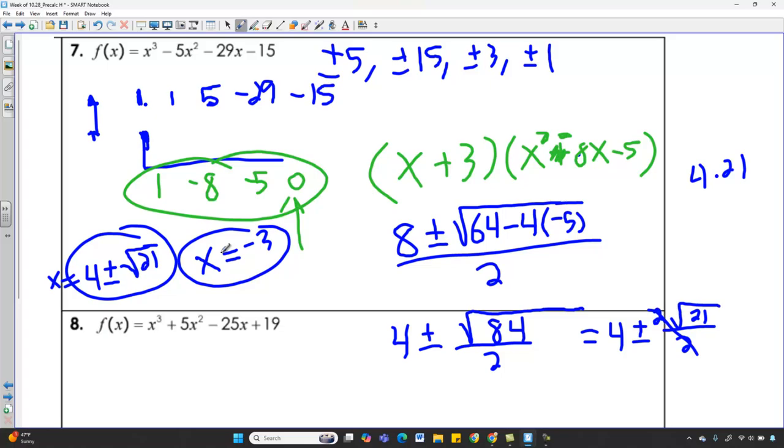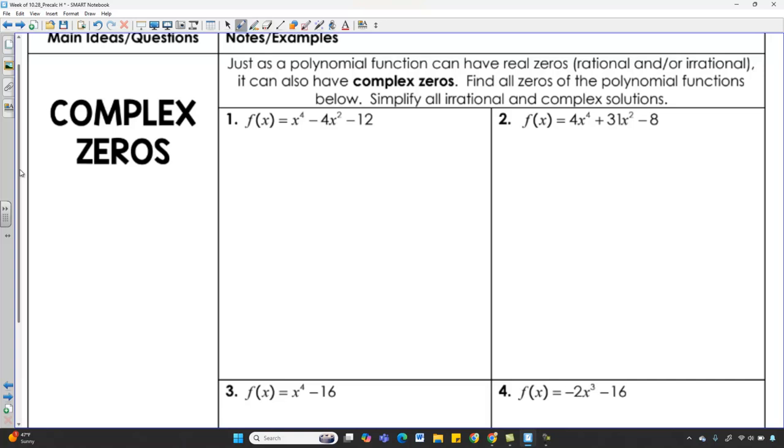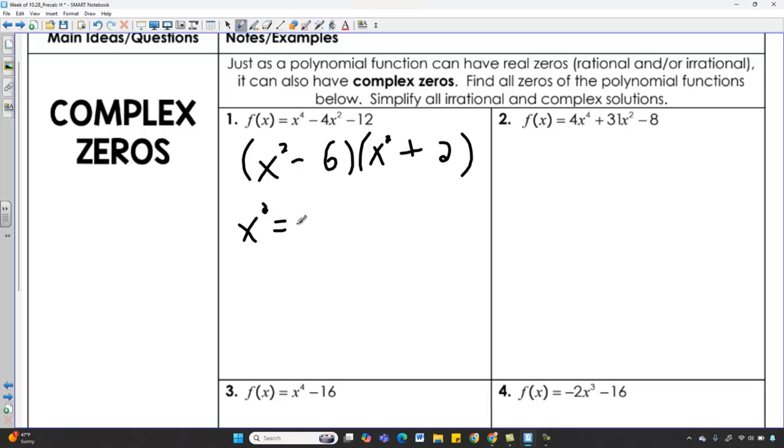If and as needed. So very similarly, we're going to have this one, and I think these start out pretty straightforward in that you can even factor here, I believe. So let's say this is x squared. I factor with the 6 and 2, negative 6, positive 2. So here I have x squared equals 6, x equals plus or minus root 6. So those are 2 of my zeros right there.